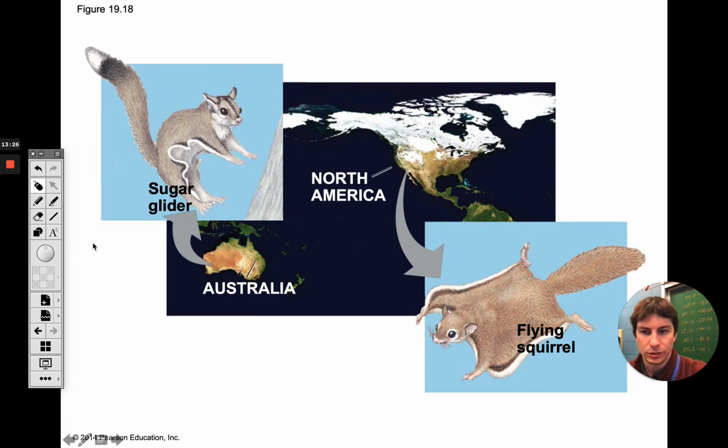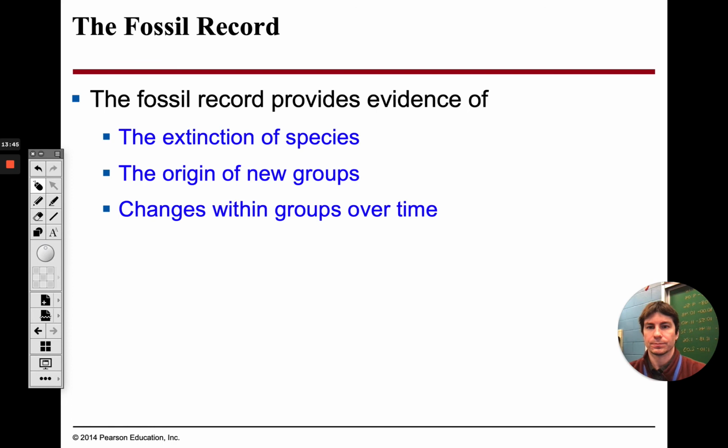If you look here, sugar gliders, all right, kind of like flying squirrels. We have some in Australia, we have some in North America. They look almost identical, but they share no common past. That is convergent evolution, all right? So convergent evolution, they're not related, but they look the same.